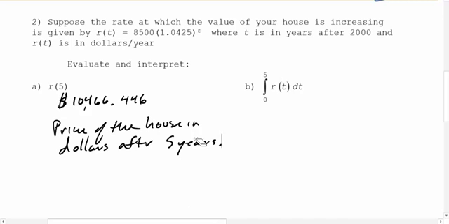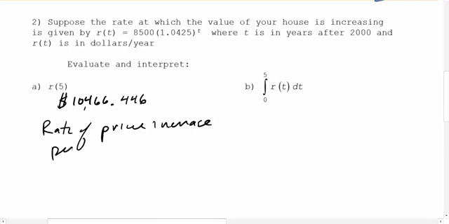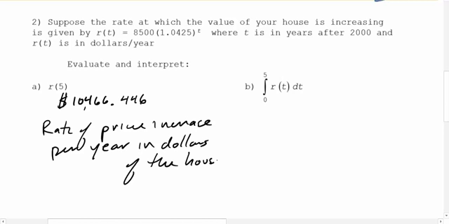So it's not the actual price of the house, it is the rate of price increase per year. Rate of price increase per year in dollars of the house. Does that make sense, everybody? What was the giveaway that what we had before was a little bit off? It's really cheap. Generally speaking, you're like, oh yeah. So basically, at that specific instant, the price per year increase is $10,466 per year.